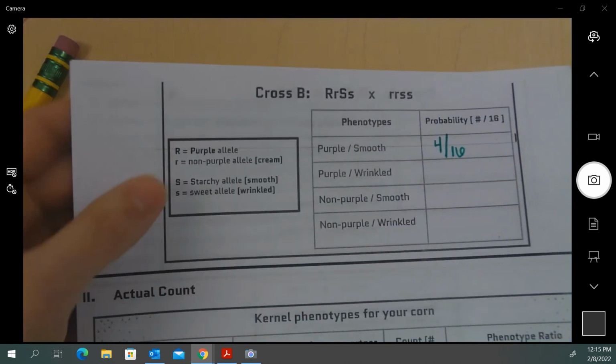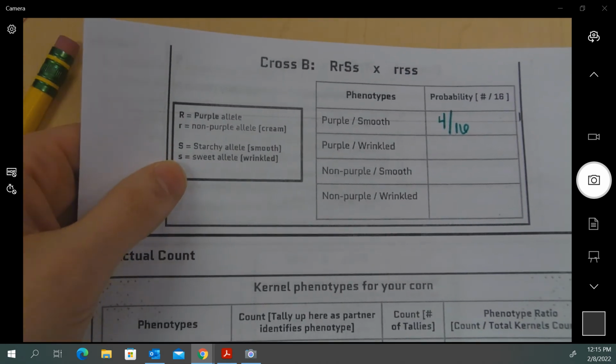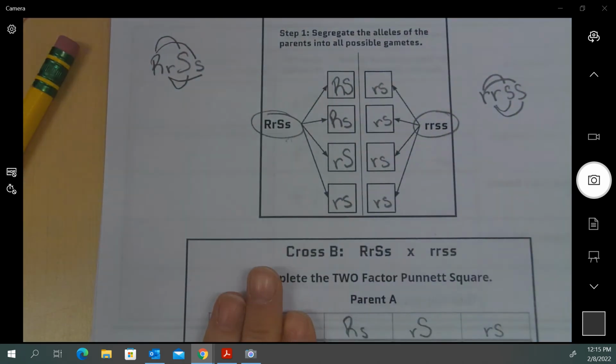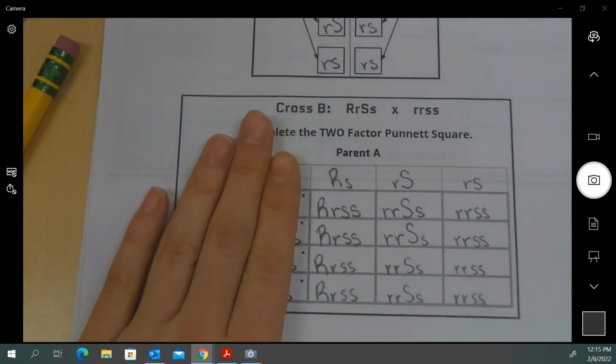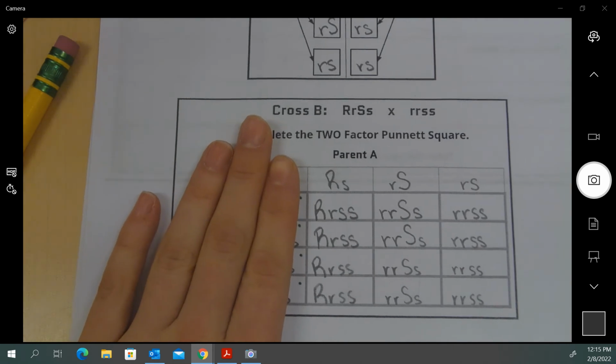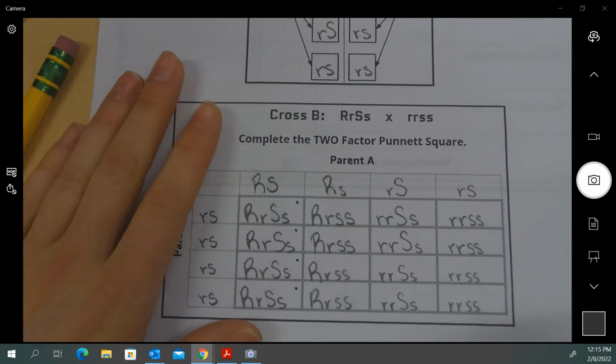Next, I'm going to look at purple and wrinkled. So purple and wrinkled is going to have a capital R and it's going to have 2 lowercase s's. So I know that the dots are taken care of, so I don't need to look at these again. Now I'm just going to look at what I have still available. And I like to use different symbols in the boxes to help me know that that's how I counted different things. So now I'm going to do a line. So we're looking for capital R and 2 lowercase s's.